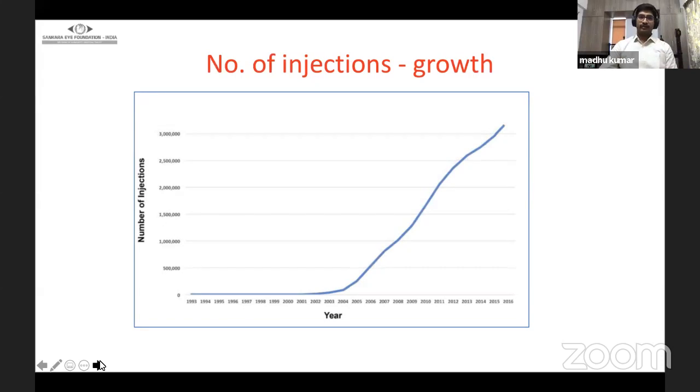This graph shows how the trend changed. From 1993 to 2004, there was slow evolution of intravitreal injections. And if you see the graph from 2004 to 2016, now more than 3 million injections are being given. According to a few reports, this is the third most common procedure being done, next only to cataract surgeries and YAG capsulotomies.